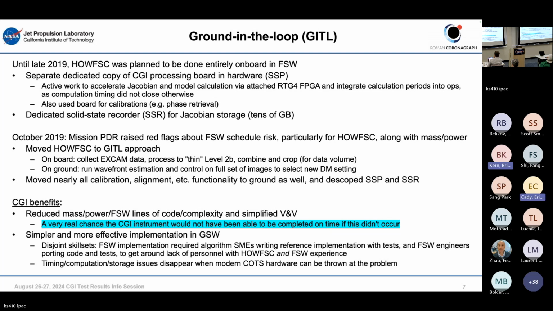We kicked everything else out, and while we were there, we descoped those two pieces of hardware, and this turned out to work great. We reduced our mass, reduced our power, reduced our software complexity, reduced our verification challenges. I'll be frank and say it: there's a very real chance we might not have been able to finish on time if we hadn't done this five years ago. And in ground software, it was simpler and more effective.